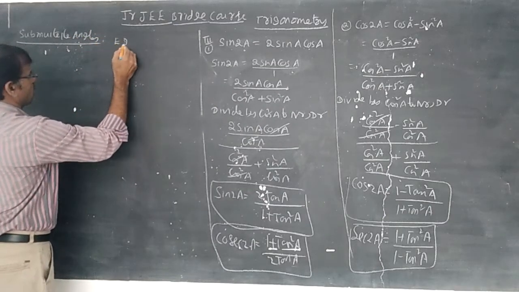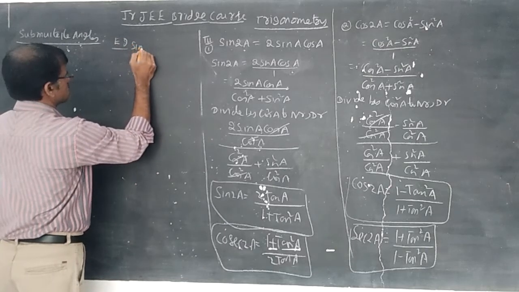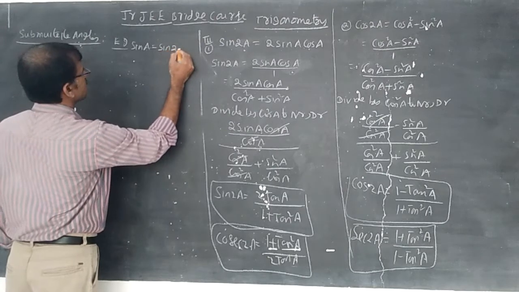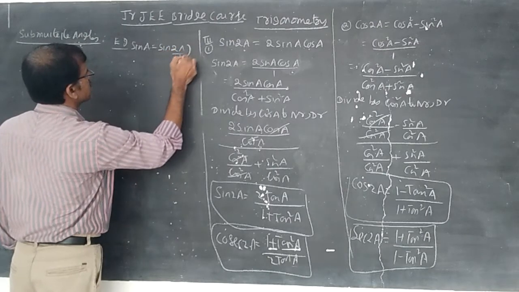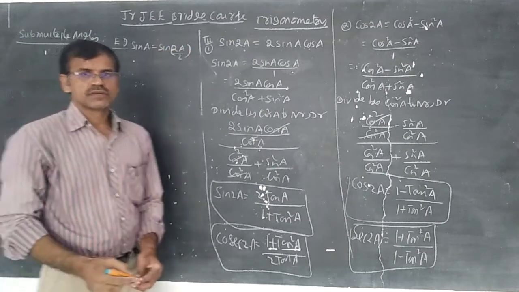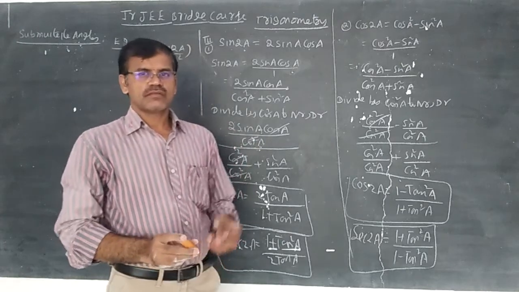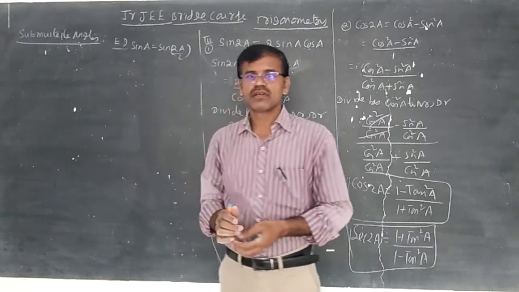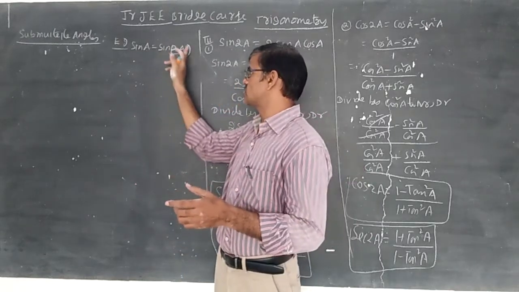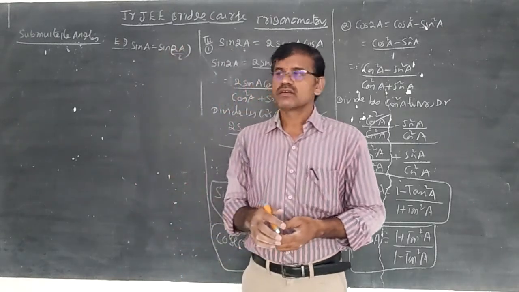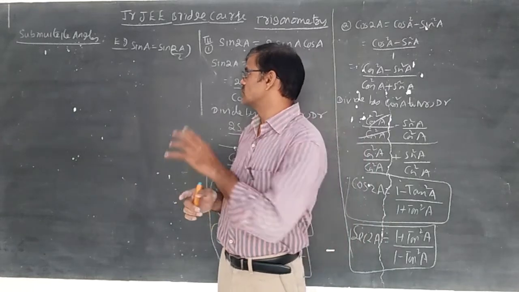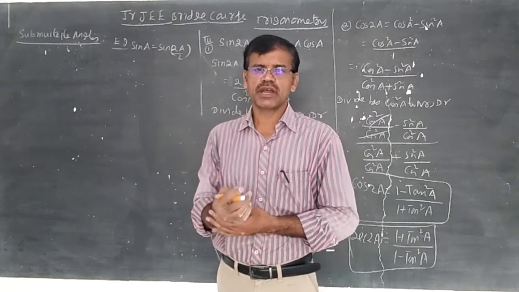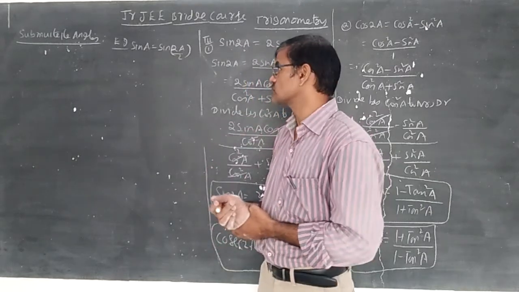Example. Now I am going to discuss sin A. Sin A can be discussed as sin 2A by 2. Beside sin, this indicates the angle: 2A is the angle of the sin. The sin 2A formula we had written as 2 sin A cos A.